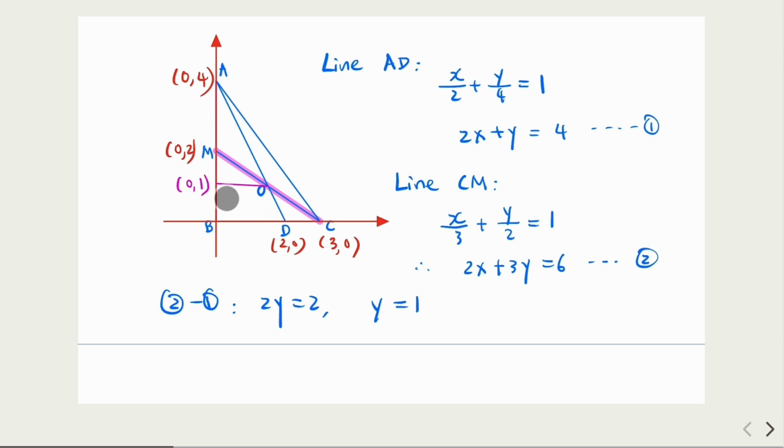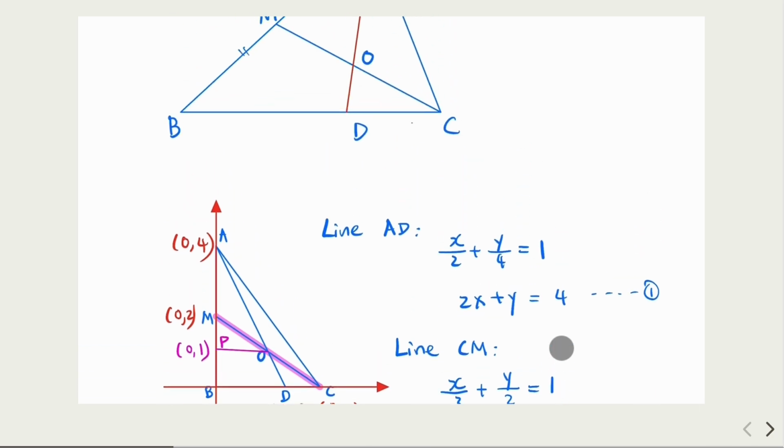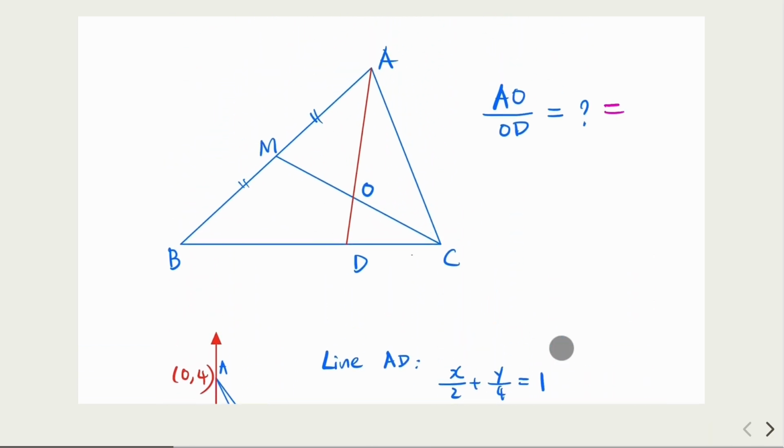Okay, so the ratio, because it's a parallel line here with the x-axis, AO over OD would equal, in this case, let's mark this as point P, AP over BP, the length of it. That will be 3 over 1. Okay, that's 3. Same answer as we got from using the pure geometry method. So the final answer is 3.